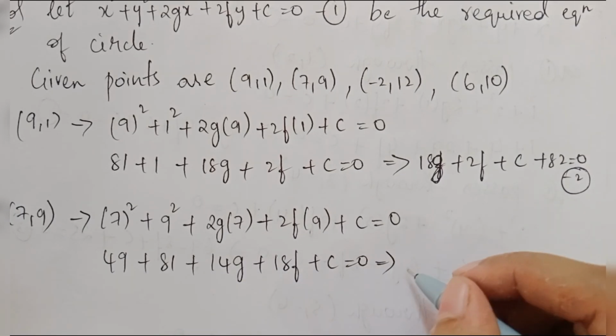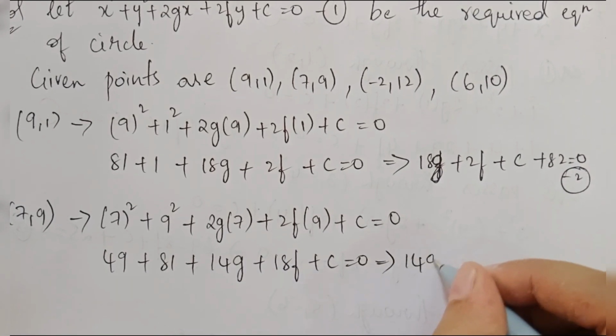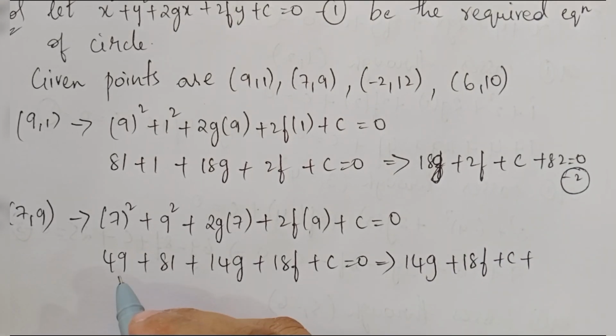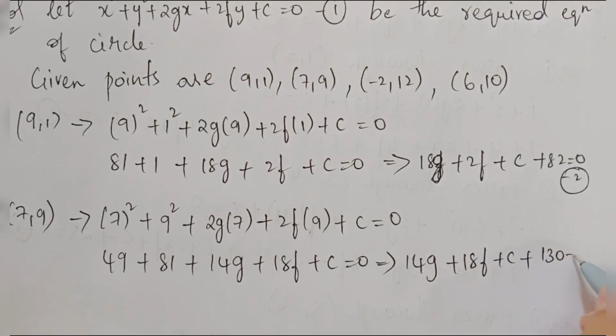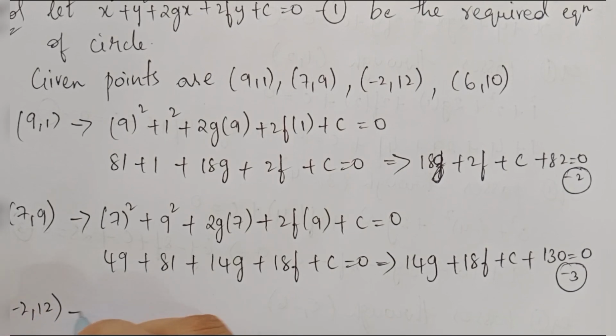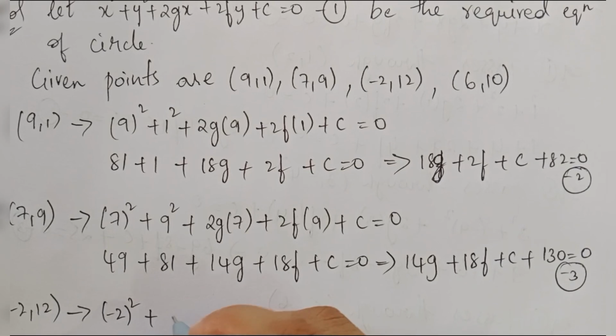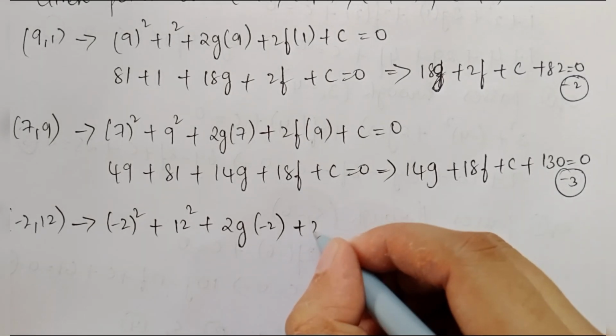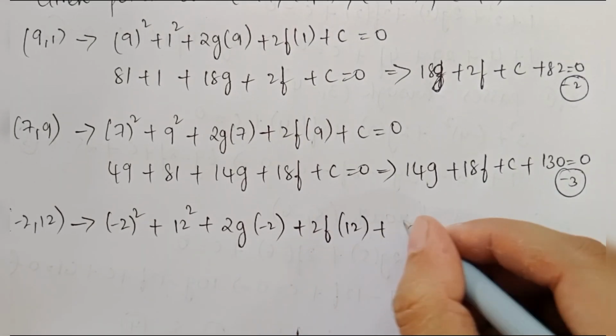So this can be written as 14g plus 18f plus c plus 81 plus 49 is 130 equals 0. Take it as equation 3. Again substitute (minus 2, 12). So we will get minus 2 square plus 12 square plus 2g into minus 2 plus 2f into 12 plus c equals 0.